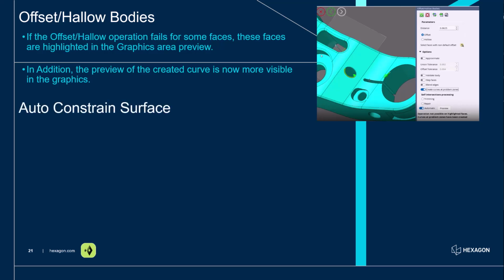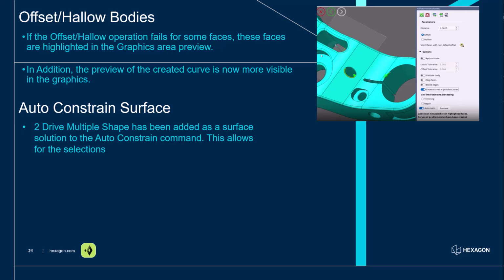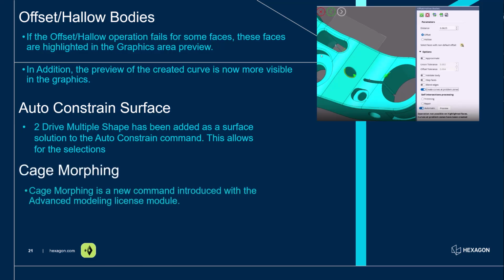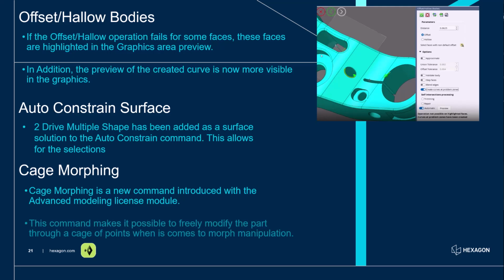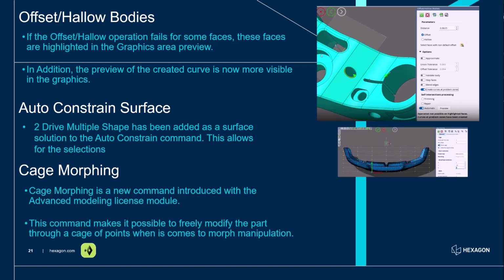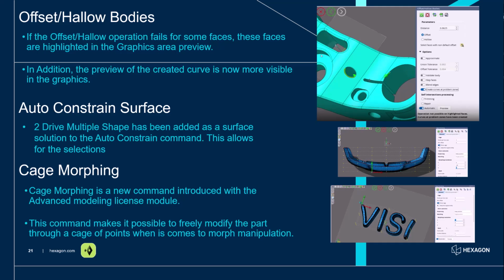And with auto constraint, you now have the ability to use the command to drive multi-shape. This opens up a wider avenue of surface areas that you can complete with auto constraint. And cage morphing is a new command that was introduced within the Advanced Modeling License module. This command makes it possible to change the model based on free points, allowing you to manipulate and morph your model to whatever it needs to be.